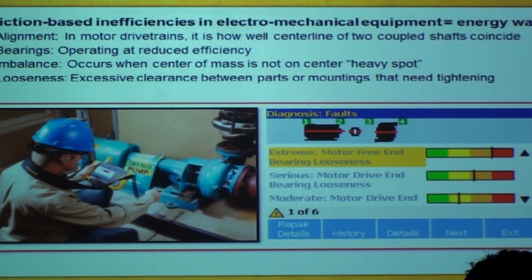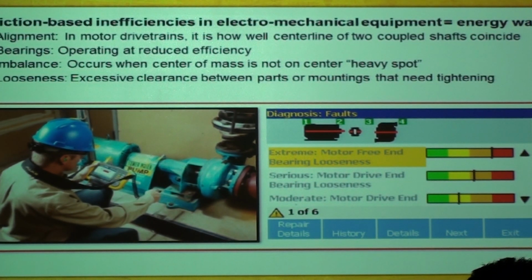Electromechanical friction waste. So again, we spoke about friction and mechanical energy that's manifested into heat. So friction-based inefficiencies is energy waste. So alignment issues, bearing wear, structural looseness, foundation looseness, etc. All problems. Alignment: a perfect alignment occurs when the center lines of two shafts coincide. That's when you have perfect alignment. If one of them is off, you've got friction there. Bearings carry the most load in a mechanical device. And these are the most common failures in mechanical devices as well. So bearings, you want to make sure that they're good.